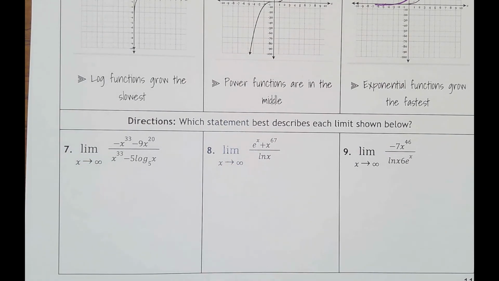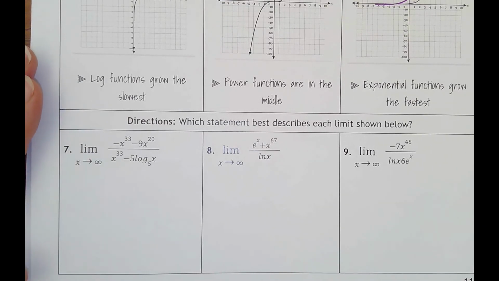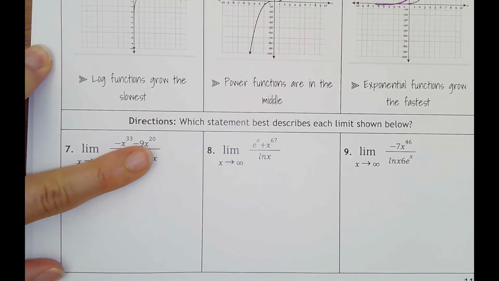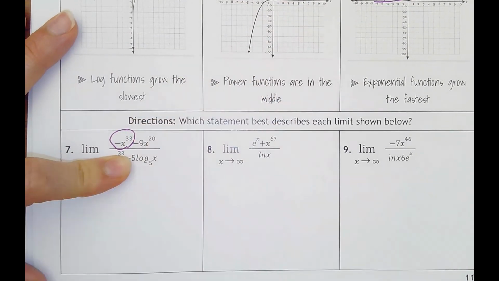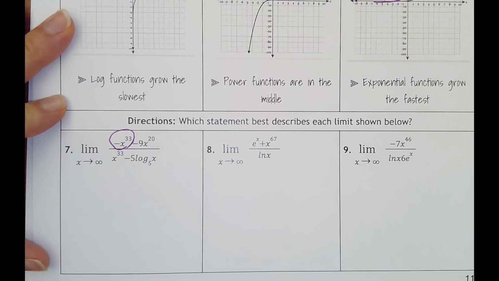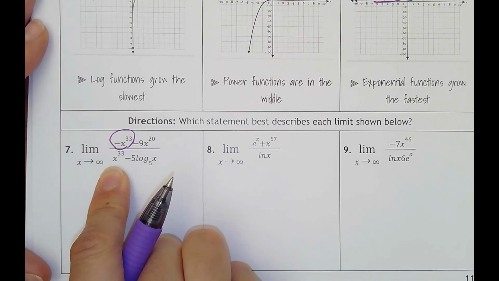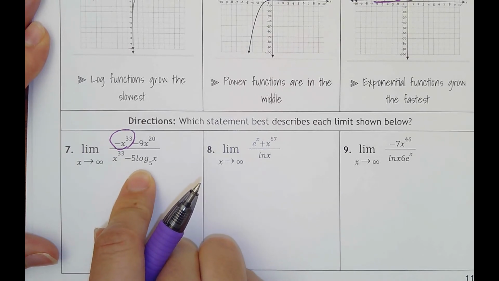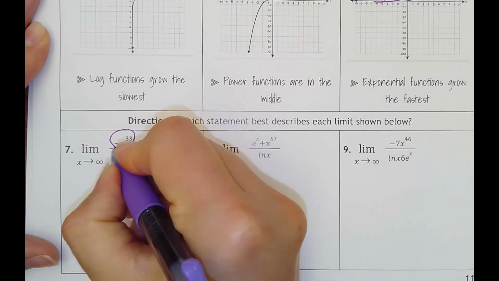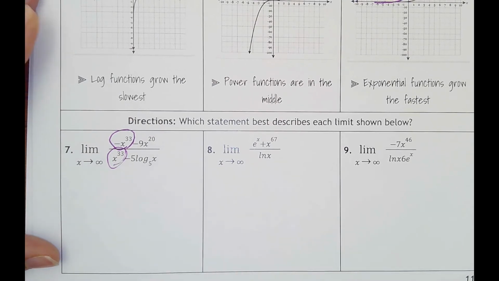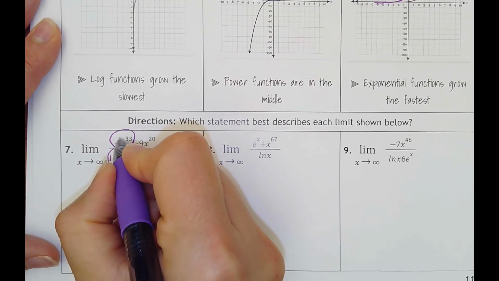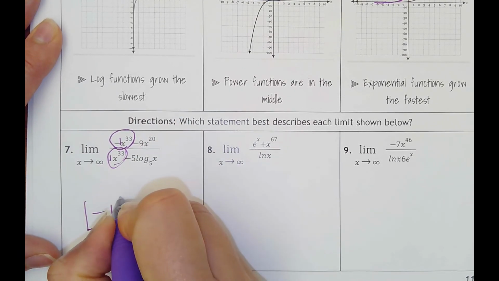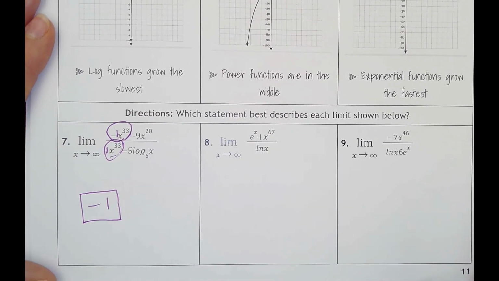Okay, so number 7, it says, which statement best describes each limit shown below? Well, we're trying to figure out, is it 0, is it a value, or does it not exist? In the numerator, I only have powers, so my biggest power is x to the 33rd. And on the denominator, which is bigger, a power or a log? Well, we said powers beat out the logs, so I'm going to circle this one. I have matching powers, so my rule was to divide the leading coefficients, which is -1 divided by 1, which is -1. So it's easy as long as you can remember the different rules.